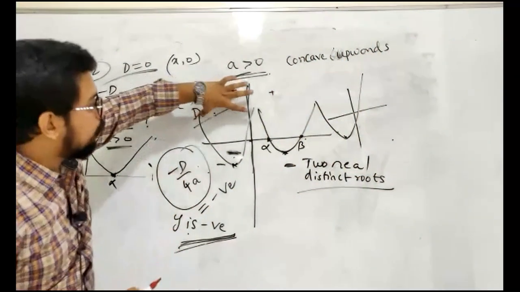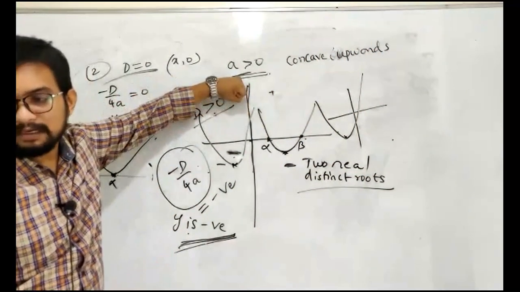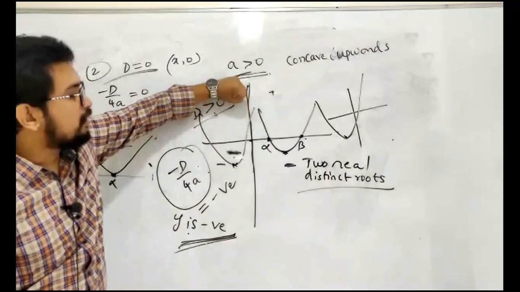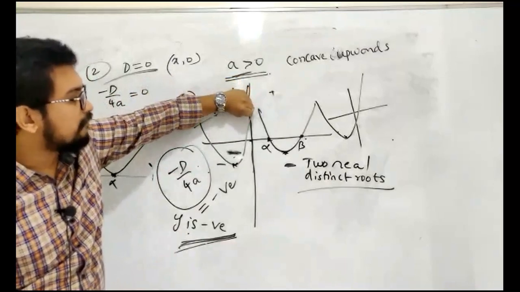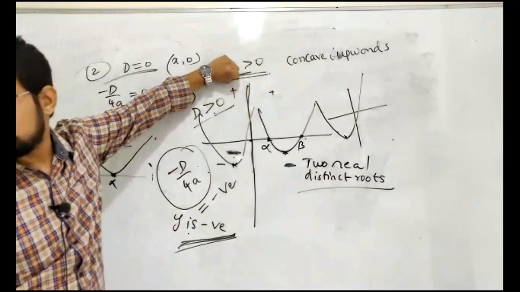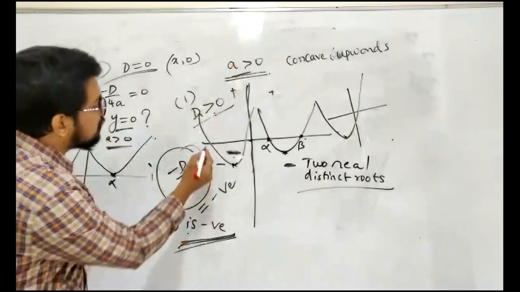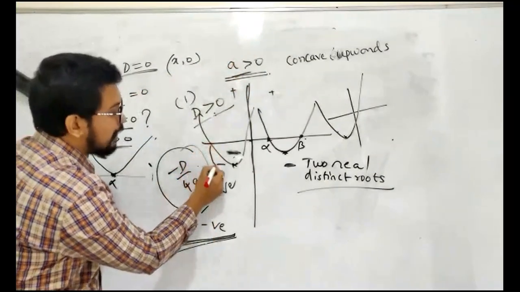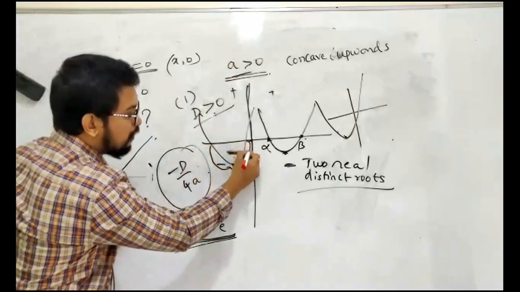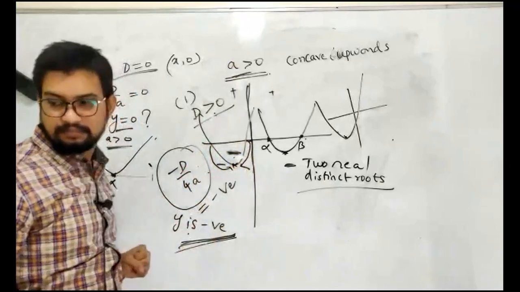See, I'm holding this graph and pulling it upward. What happens is that this root will be traveling towards this point. This root will also be traveling towards this point.